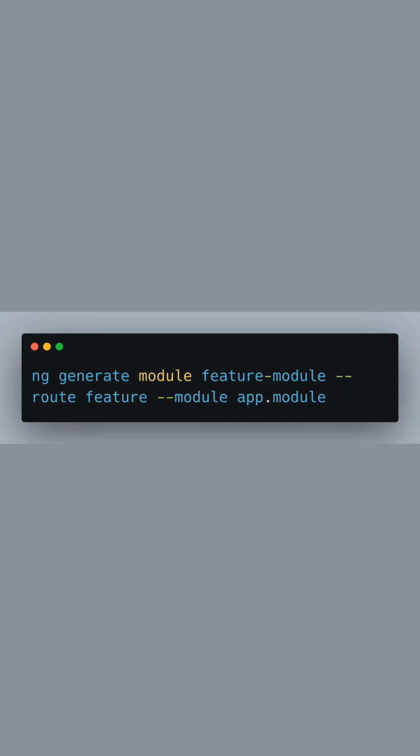The route option is specifying that we want a route named feature, and by including module app module, we're telling the CLI to register this lazy loaded route within the application's main routing configuration.